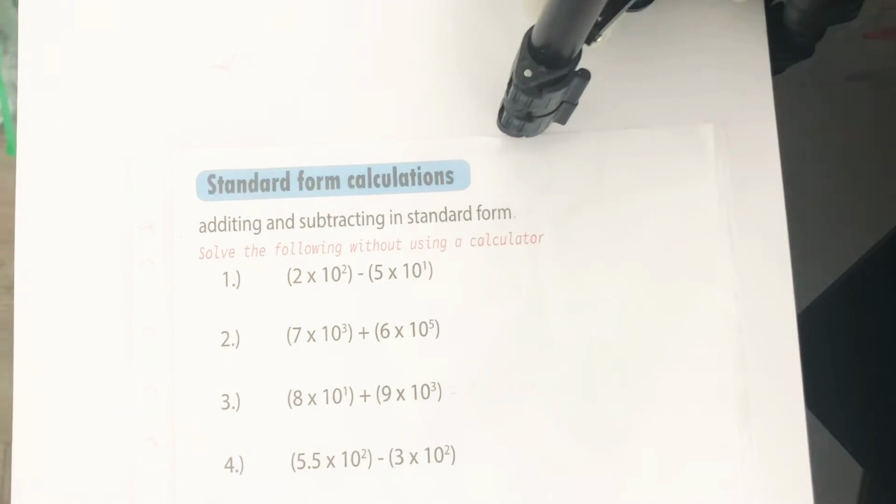Hello, in this lesson, we're going to be looking at standard form calculations. I take it that you know what standard form means. And if you don't, then you need to look at the lesson before this one so that you can know what standard form is and how to write numbers in standard form. In this particular lesson, we are going to be looking at adding, subtracting, multiplying, and dividing numbers in standard form. So let's have a look at some examples.